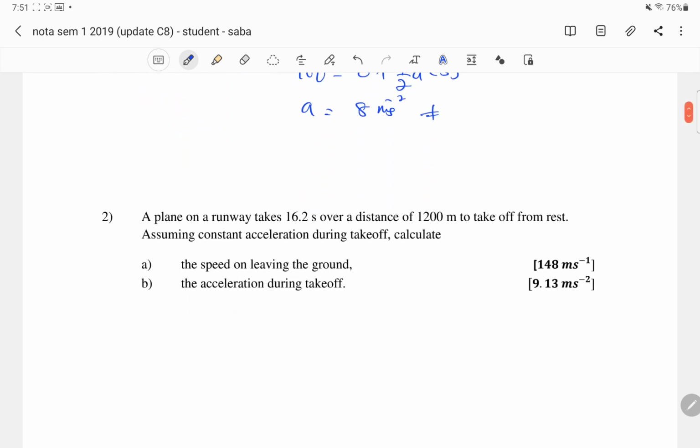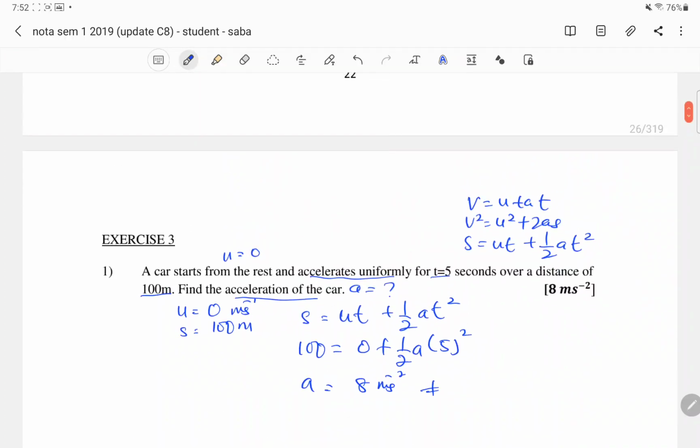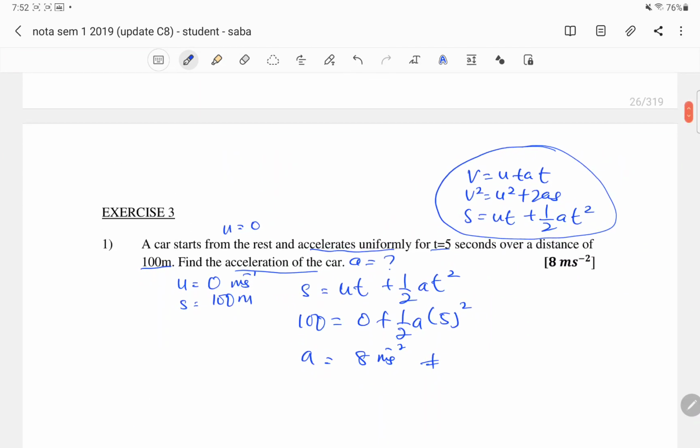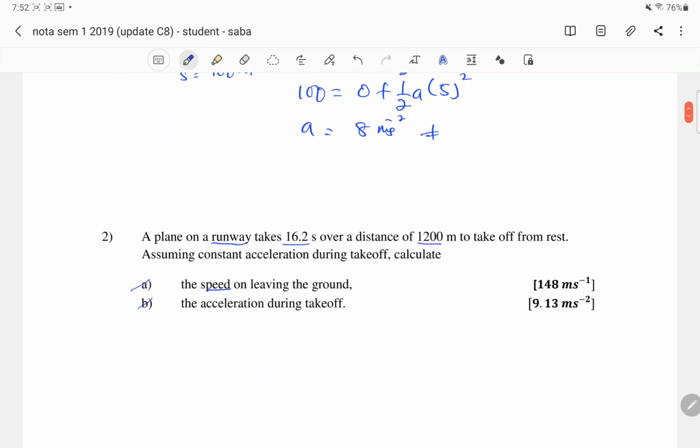Okay, we go to number 2. A plane on a runway takes 16.2 seconds over a distance of 1,200 meters to take off from rest. Alright. So assuming that acceleration is constant during takeoff, calculate the speed on leaving the ground. Okay, speed on leaving the ground. So actually for this question you have to answer question B first, because here again you have the formula. This is the formula that you have to know. So here we have t is 16.2 seconds, s is 1,200 meters.